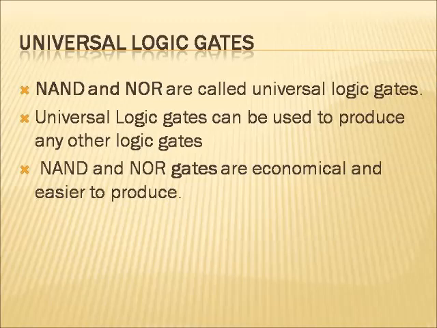Okay, and the second reason is that in terms of economical use, NAND and NOR are easier to produce, or we can say cheap to produce. So because of these reasons, NAND and NOR are called the universal logic gates.